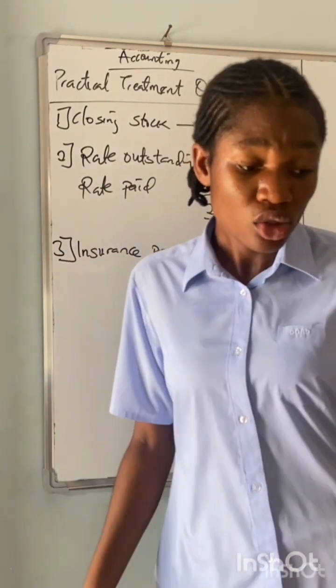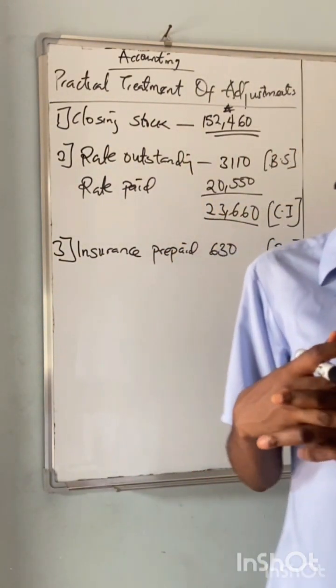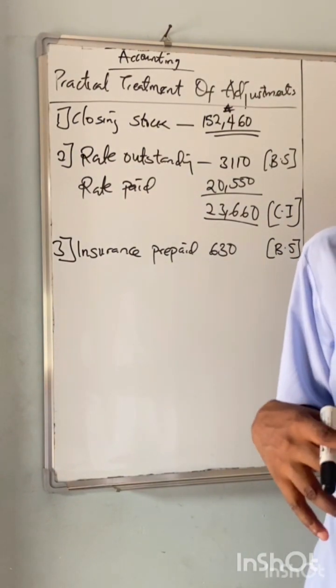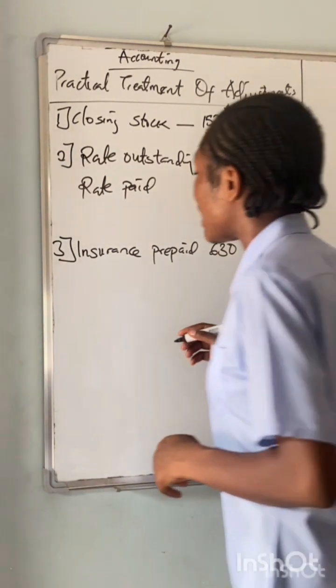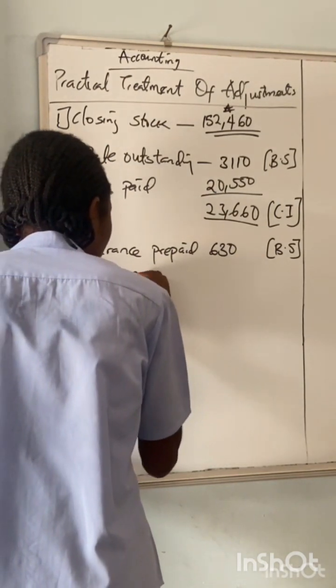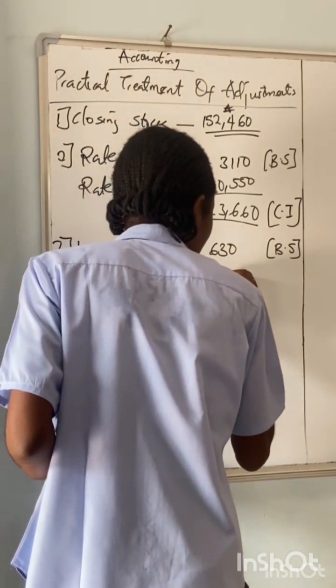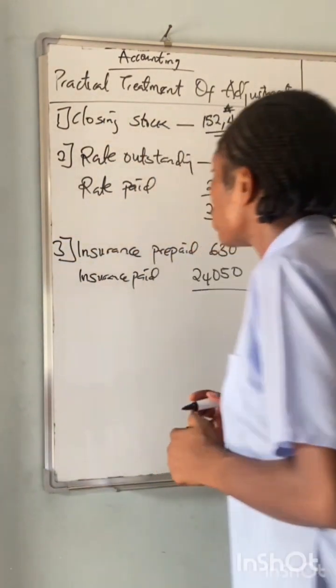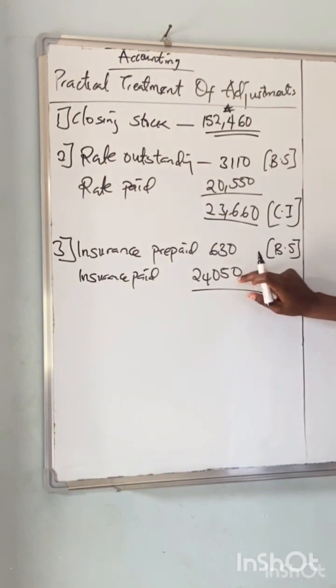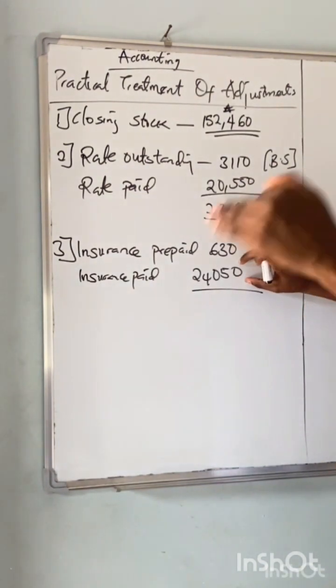So the total insurance paid as given in the trial balance, we have insurance to be equal to 24,050 naira. This was the total amount that was paid as given in the trial balance. So if we want to know, this amount was paid, the total amount paid, but 630 naira in this amount was for next year.